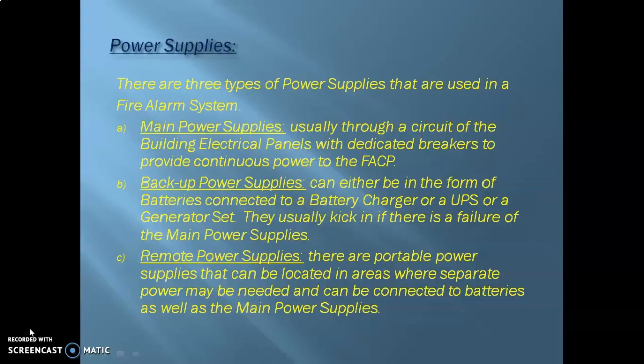Now moving on to the backup power supplies. These are the power supplies that usually kick in in case the main power supplies fail. That is, if the building electrical panel or the building itself loses power, then these backup power supplies get automatically turned on. They could be in the form of batteries that are normally provided and connected to battery chargers, or they could be a UPS or a generator set that will kick in or start up as soon as the main power supply gets cut off to the FACP.